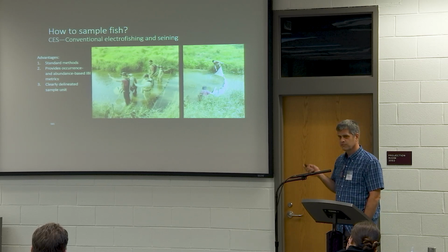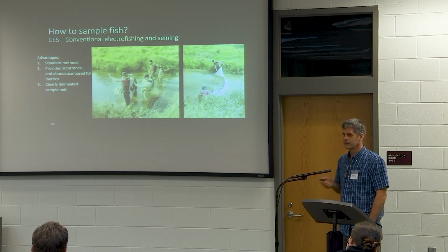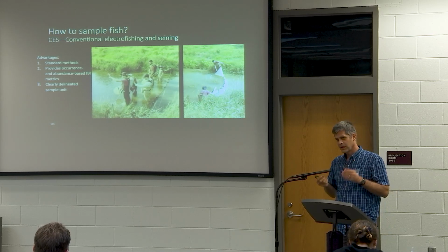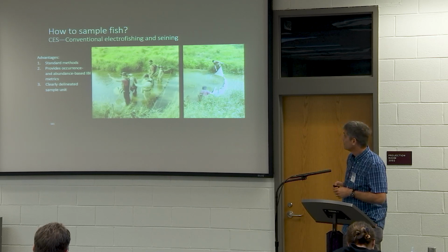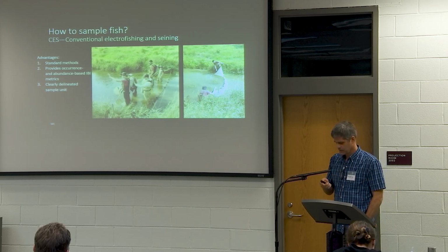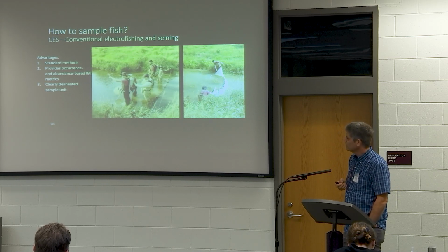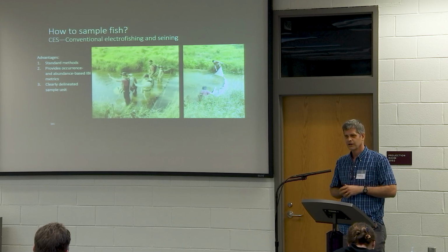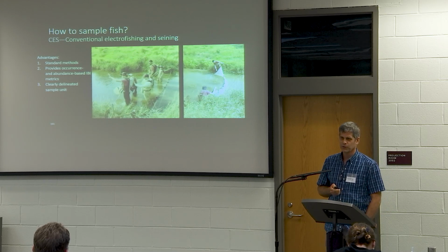So some advantages of these conventional methods are that they are conventional, they are standard, they've been standardized and validated. There are some known relationships between how many fish you catch electrofishing and how many fish are actually in the stream, although that does vary by species and by environment. And you also have a clearly defined sampling unit. You know that you collected these fish from this 100-meter section of stream. You put a block net at each end. Fish didn't get in or out. So there's no ambiguity about where those fish came from.